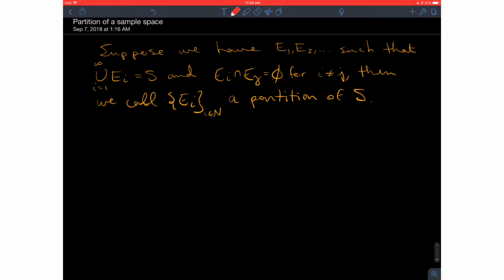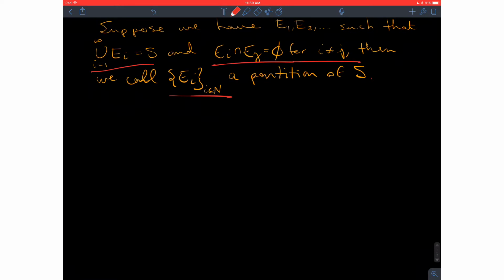Okay, so I'm going to start with a definition. Suppose we have a bunch of sets, E1, E2, possibly countably infinite, such that their infinite union is equal to S and they're pairwise disjoint. Then we call this collection of sets a partition of S. Now, when I say collection of sets, I just mean a set of sets. It's set theory, everything's a set, so on and so forth. So don't get confused with that, but sometimes using two different words makes me sound smarter.